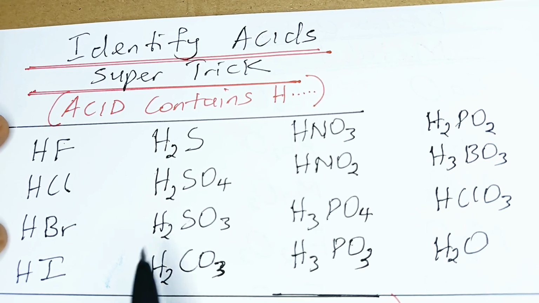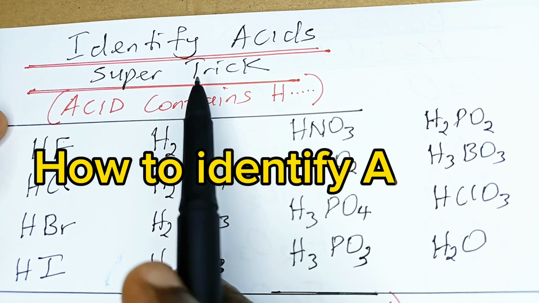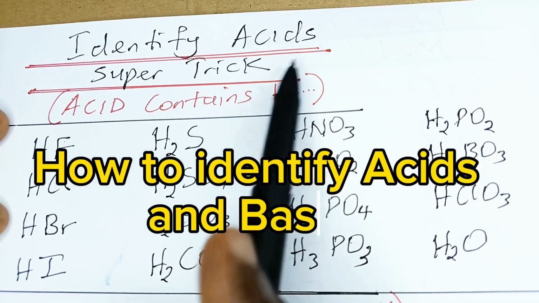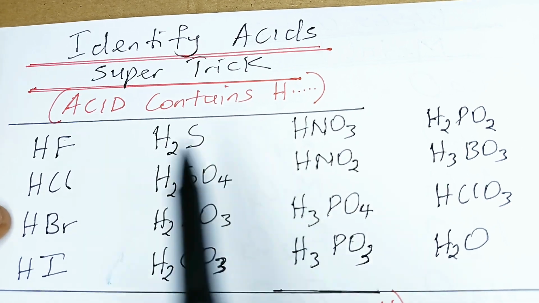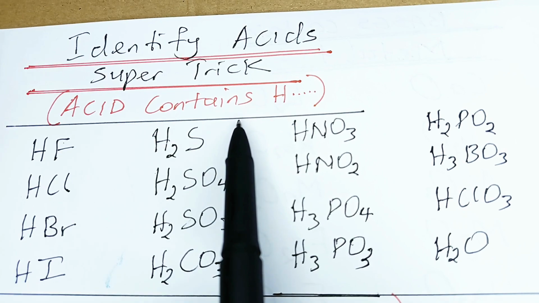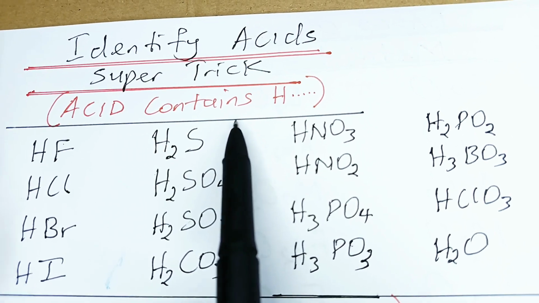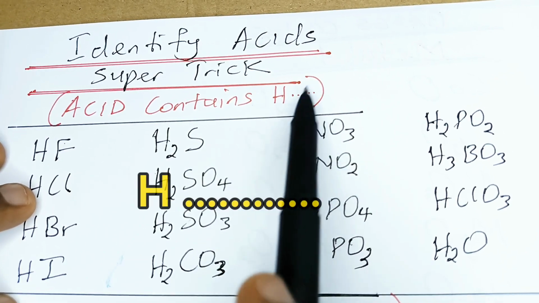Today we'll be discussing how to identify acids and bases. Acid generally can be identified in three major ways. Rather, how can you identify acid? The first thing you have to look for, if you see a compound, how do you know it's an acid? The first thing you have to look for is that acid contains hydrogen joined with any other thing.